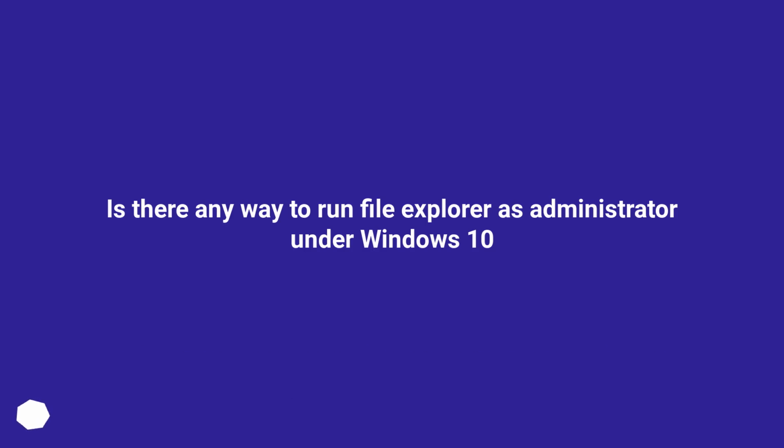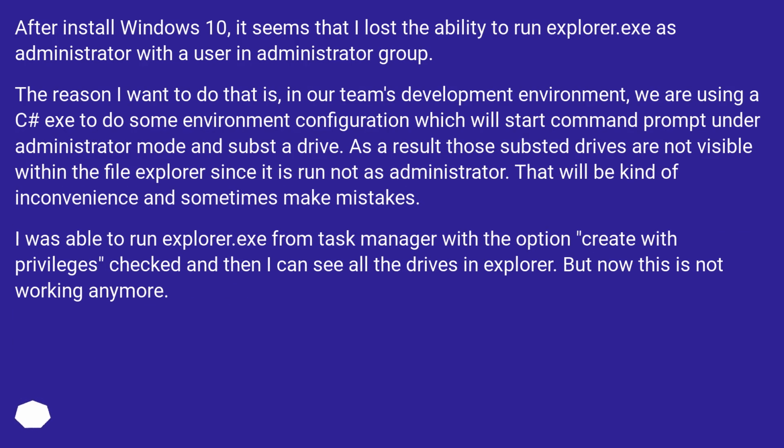Is there any way to run File Explorer as administrator under Windows 10? After installing Windows 10, it seems that I lost the ability to run Explorer.exe as administrator with the user in the administrator group. The reason I want to do that is, in our team's development environment, we are using a batch file to do some environment configuration, which will start command prompt under administrator mode and subst drives. As a result, those subst drives are not visible within the File Explorer since it is run not as administrator. That will be kind of inconvenient and sometimes make mistakes.